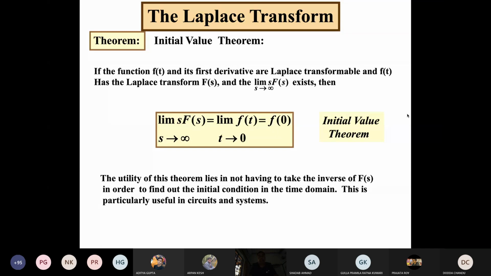Anybody? What is f(t)? Look at the definition of f(t), small f(t). Small f(t) is equal to 1 by 2 pi j, integration from sigma minus j infinity to sigma plus j infinity, F(s) e to the power s omega d omega. So from there you can find it.